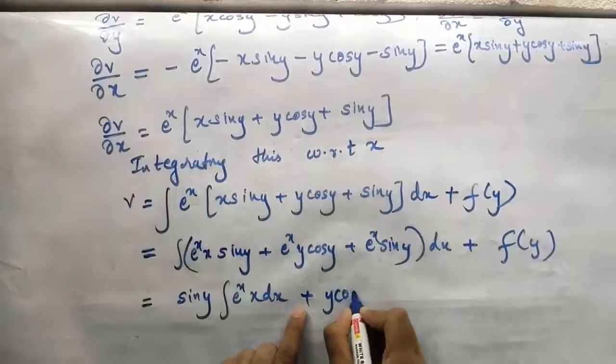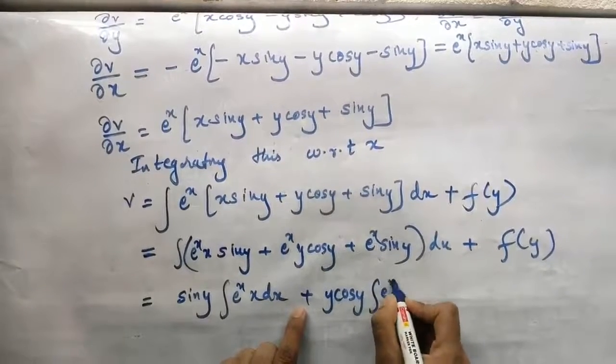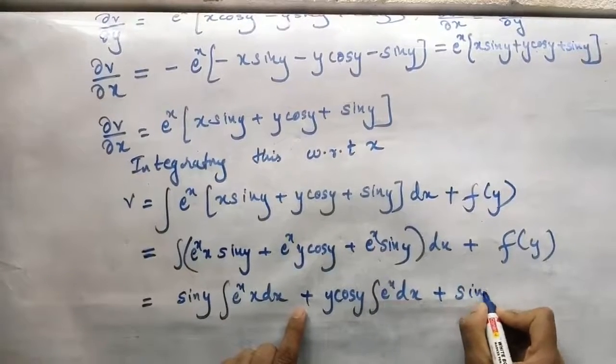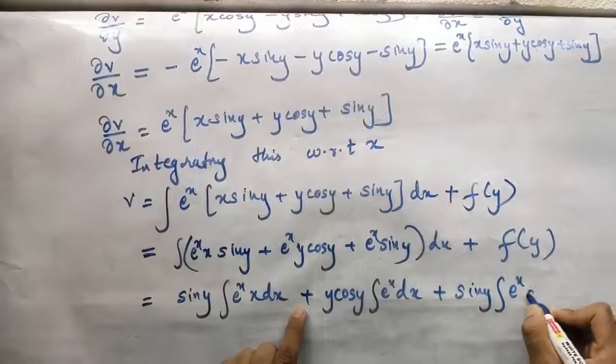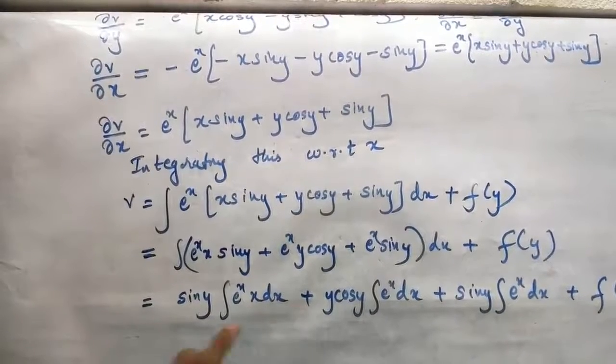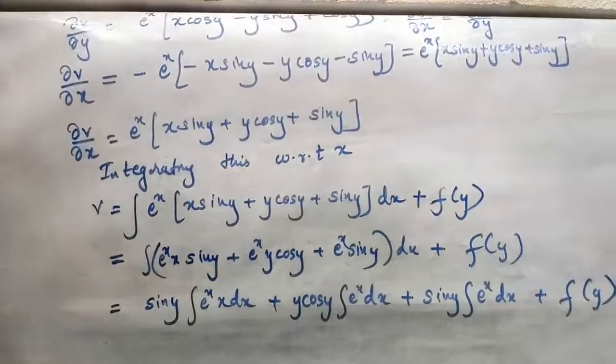y cos y outside because it is constant for me. Integration of e to power x dx. I am separating the terms now. Plus sin y as it is. Integration of e to power x dx. Plus some arbitrary function of y you have here. Okay, I hope the point is clear up till here.